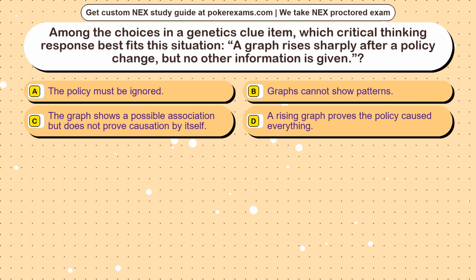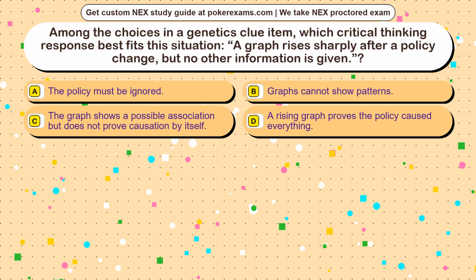Question 15. Among the choices in a genetics clue item, which critical thinking response best fits this situation? A graph rises sharply after a policy change, but no other information is given. Option A. The policy must be ignored. Option B, graphs cannot show patterns. Option C. The graph shows a possible association but does not prove causation by itself. Option D. A rising graph proves the policy caused everything.